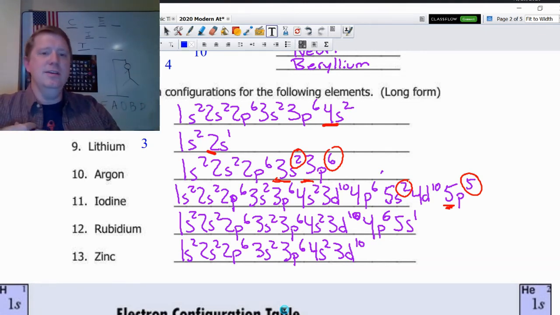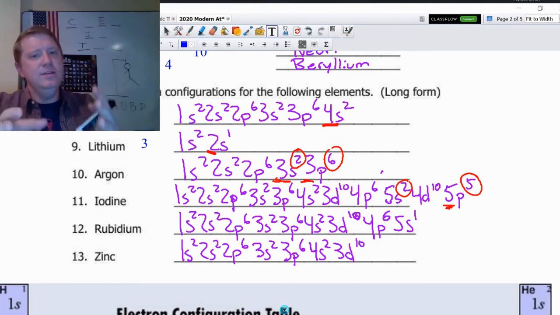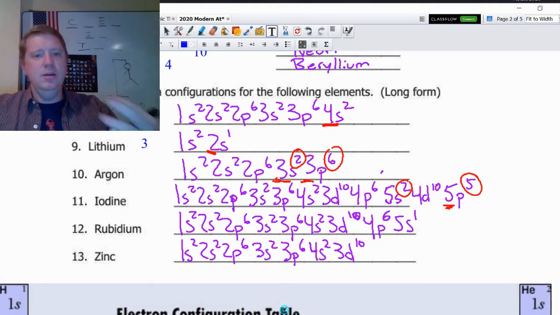And the way I usually explain this is that the S is like a bus that only has 1 seat for 2 people. The P is like a bus that has 3 seats. It can hold 6 people. You know what?